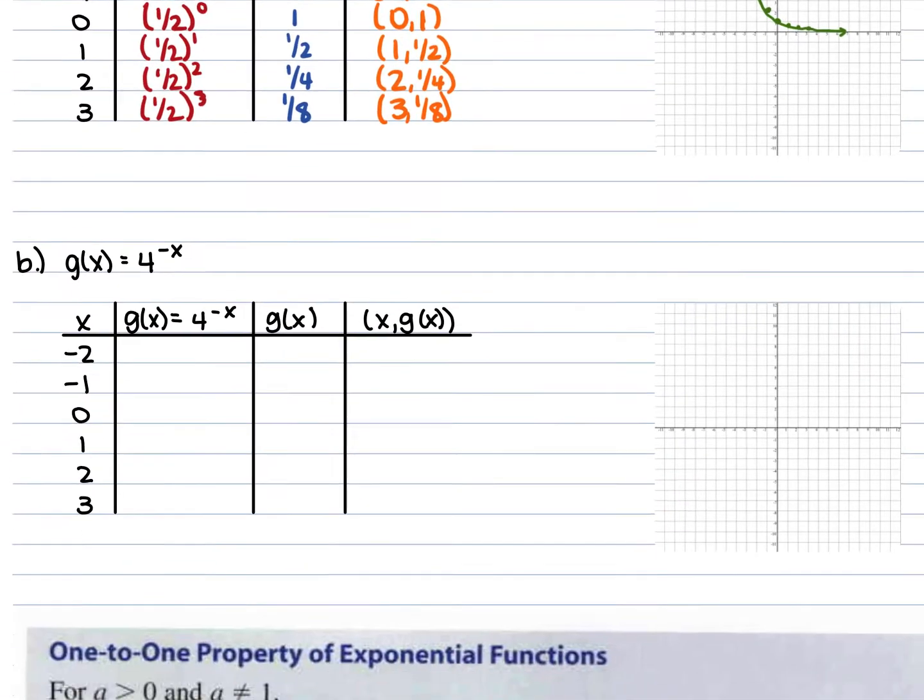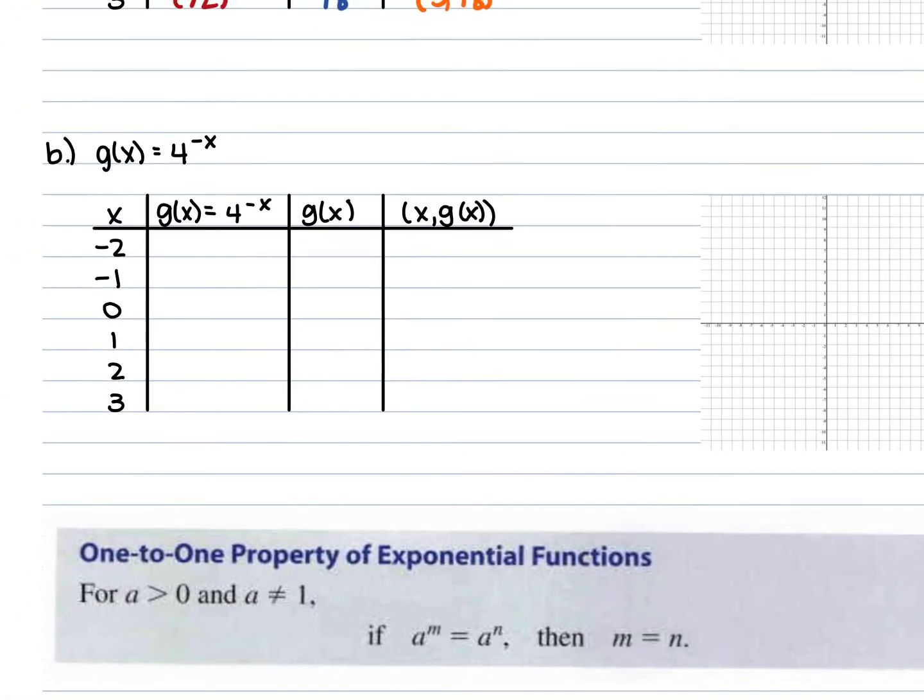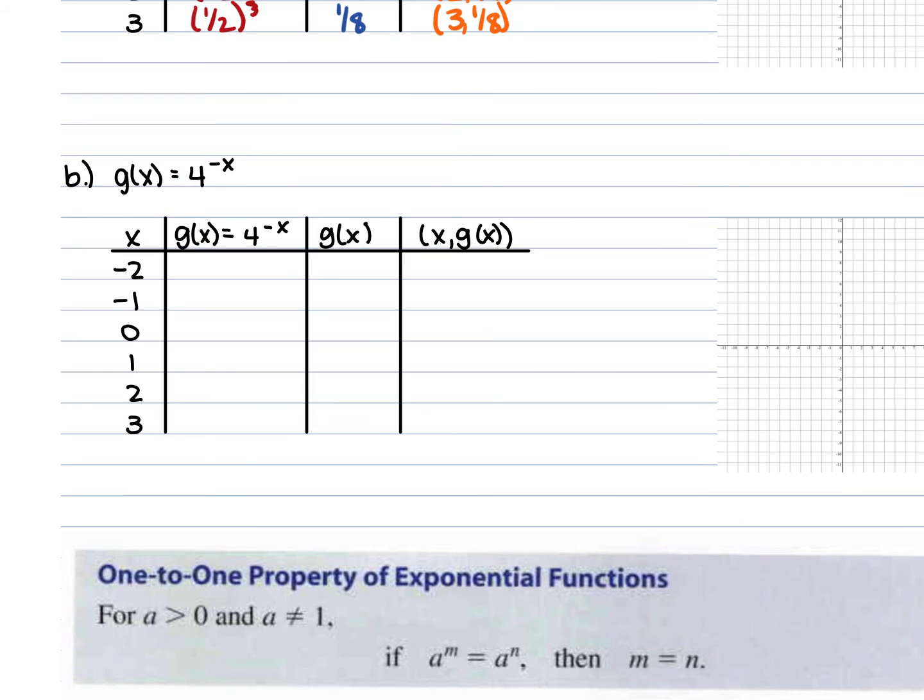And for example B, we have g of x is equal to 4 to the power of negative x. For this one, for that negative 2, we're going to have 4 to the power of the opposite of negative 2, 4 to the power of the opposite of negative 1, 4 to the power of the opposite of 0, 4 to the power of the opposite of 1, 4 to the power of the opposite of 2, and 4 to the power of the opposite of 3.